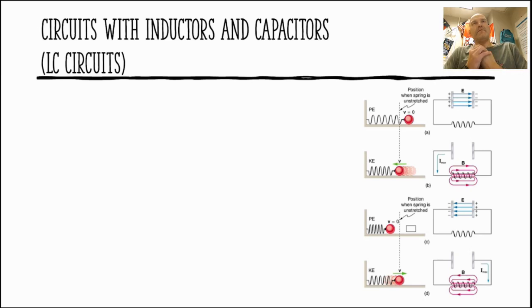Hi, welcome back to AP Physics C E&M Unit 13. This is topic 13.6, the last video of our journey here in the E&M portion of the class. Here we're going to talk about the last type of circuit, which is circuits with inductors and capacitors, or what are known as LC circuits.